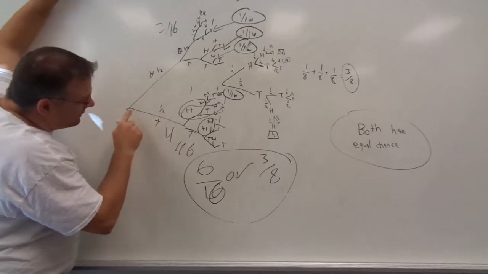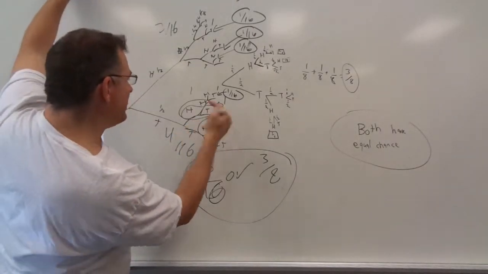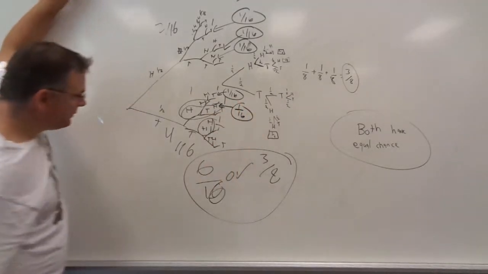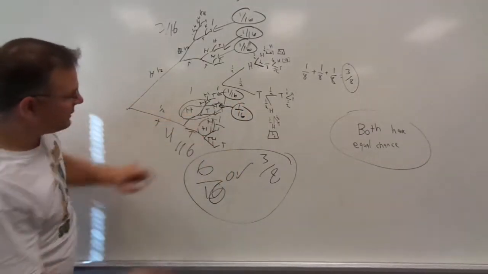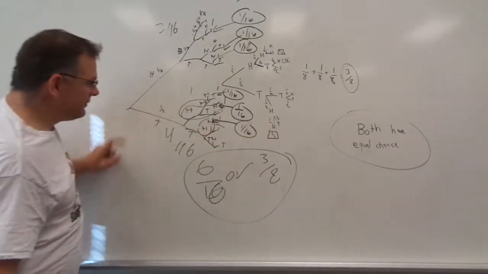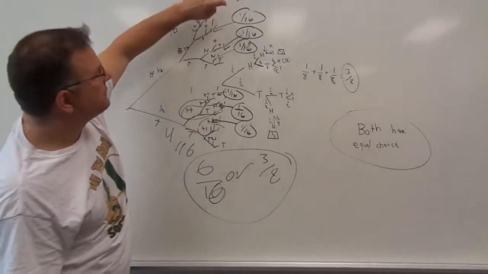And then tails, heads, tails, heads. That would also work right there, 1 out of 16. Tails, tails, heads, heads also works. 1 out of 16. Tails, tails, tails, no, that's too many tails. So 1, 2, 3, 4, 5, 6.